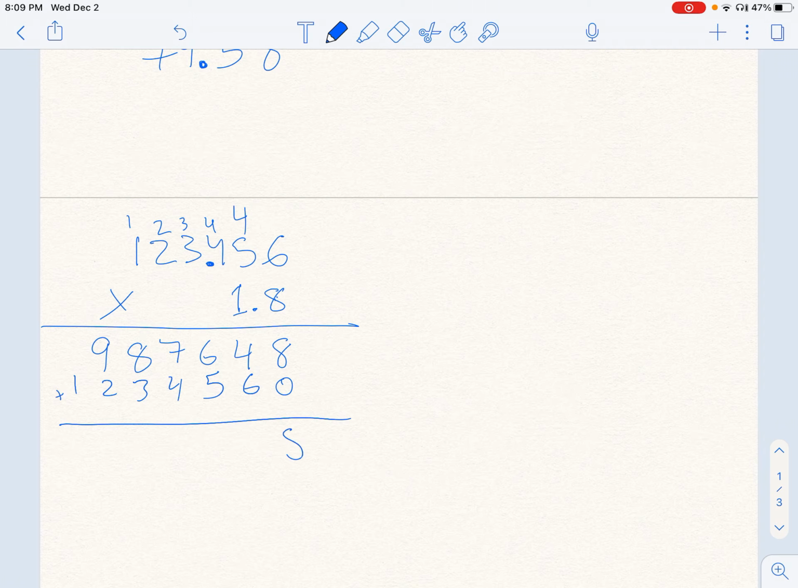Now for my decimal places. 1, 2, 3, 4. Now I will estimate to see. 123. I'm going to say just 100 times 1.8. So let's even say that's times 2. That's 200. Where's my answer? 222. Perfect. One more, then we'll go to a worksheet.